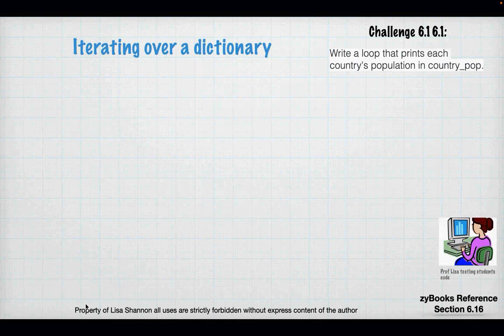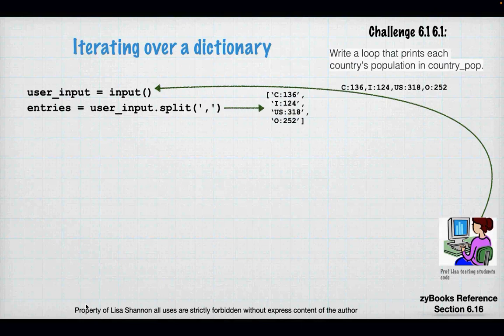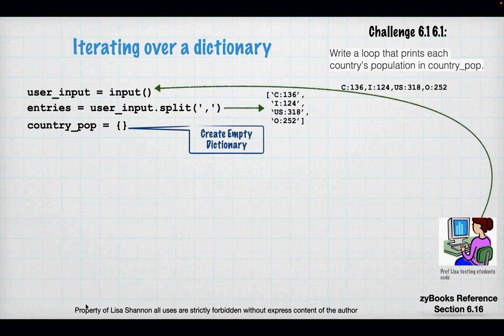So challenge 6.1.6.1 says write a loop that prints each country's population in country pop. Country pop has the country initial and then the population. That's what it has. This looks like it's made for dictionaries. So how do I turn this C:136, 1:124, and so on, into a dictionary? Well, I do it in a couple of ways. The first thing I do is use split, and I split based on comma, which gives me a string for each country population. Then I'm going to figure out how to get the country population into a dictionary.